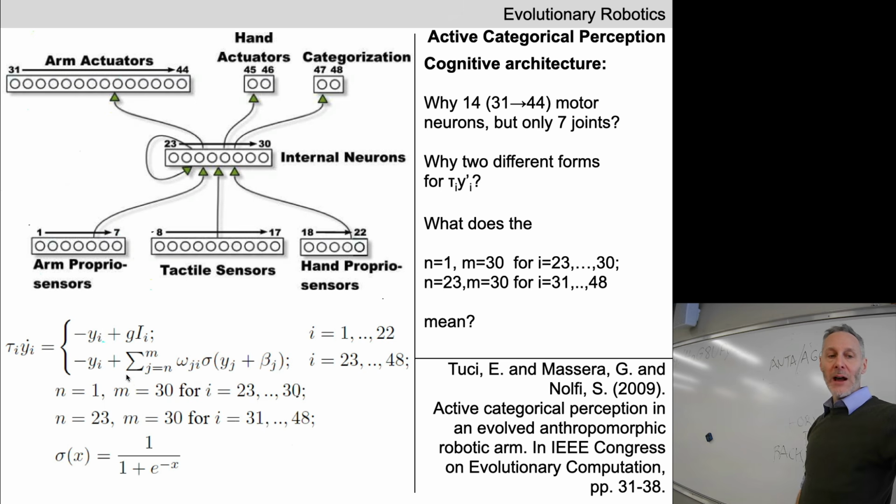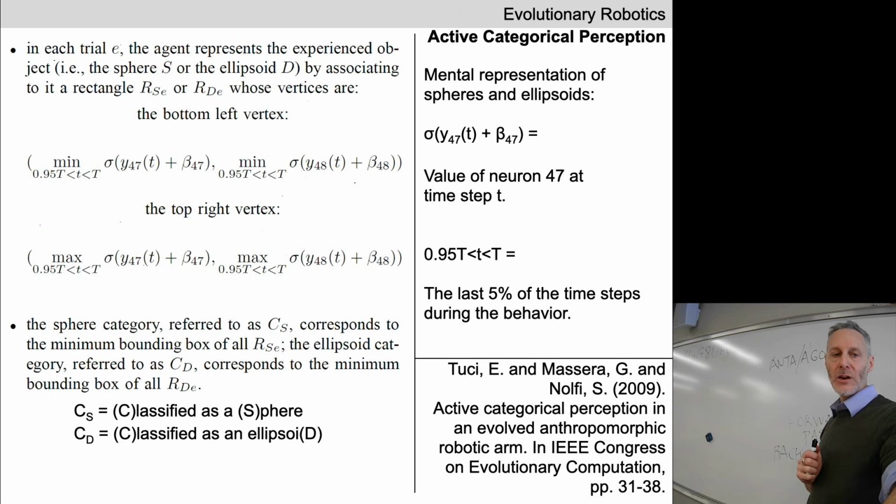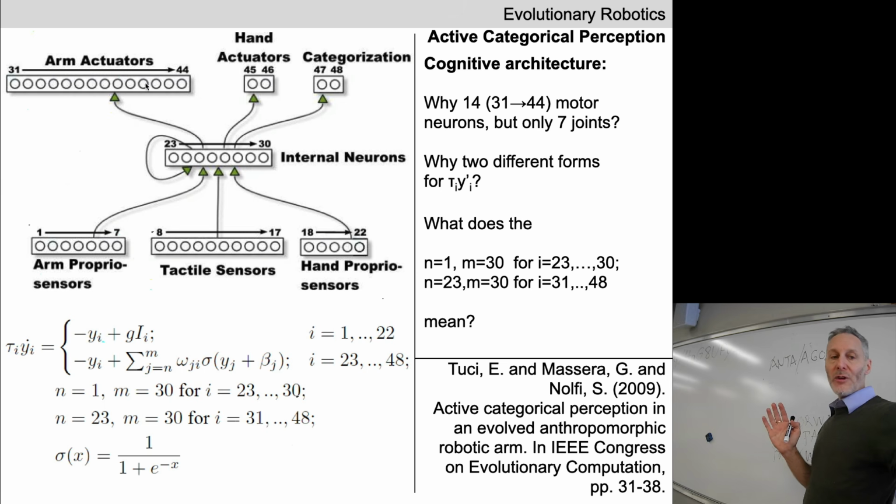In the interest of time, I will leave it to you to take this visual representation and match it to the mathematical description. I want to focus now on the 47th and 48th neuron inside the 48 neuron CTRNN that controls this robot. These 2 neurons are responsible for active categorical perception, as we'll see in a moment. Okay, we're going to evolve all of the coefficients that make up these 48 ordinary differential equations.